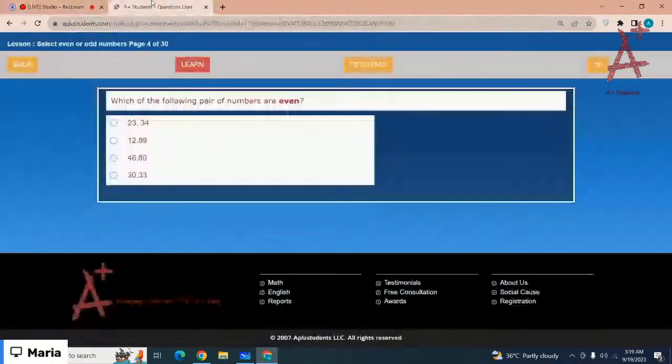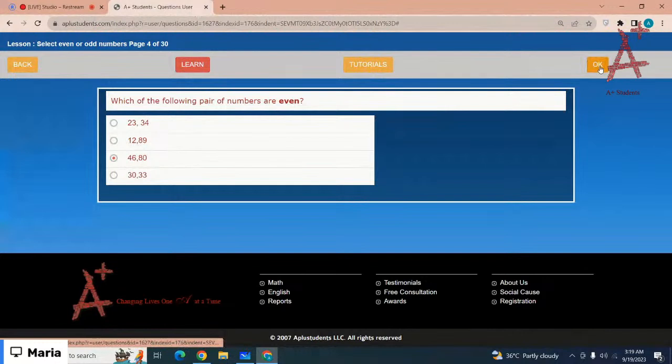Which of the following pair of numbers are even? Which is the correct option? Which two numbers are even? Let's see the numbers 23 and 34. 3 is odd and 34 is even. 12 and 89, 12 is even, but 89 is odd. So the correct option is 46 and 80 because they both are even numbers.